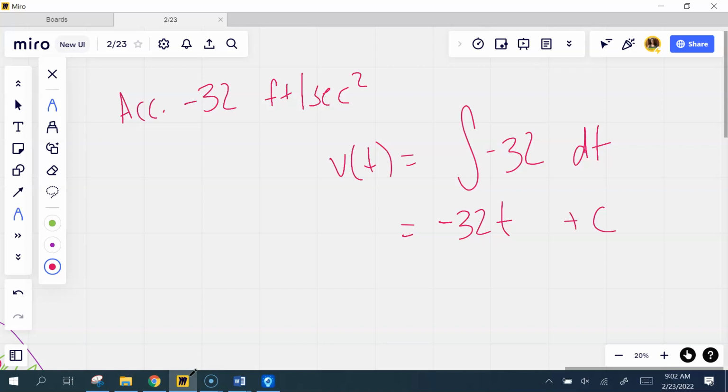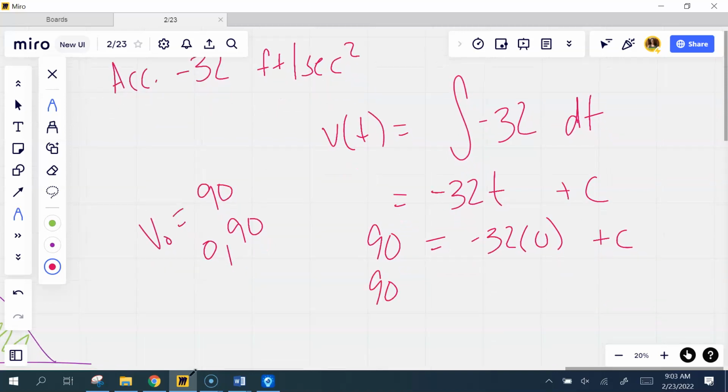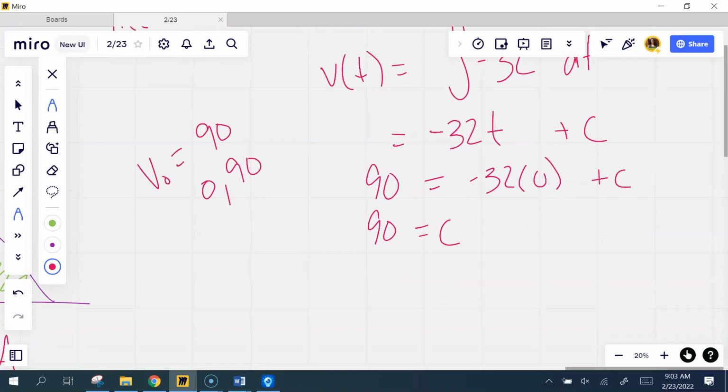Well, you have to plug it in and see, because it says your initial velocity is 90 feet per second. So at time 0, if initial means when it starts, when time is 0, velocity is 90. So 90 equals negative 32 times 0 plus c. It's given to you. So my velocity equation then is negative 32t plus 90.